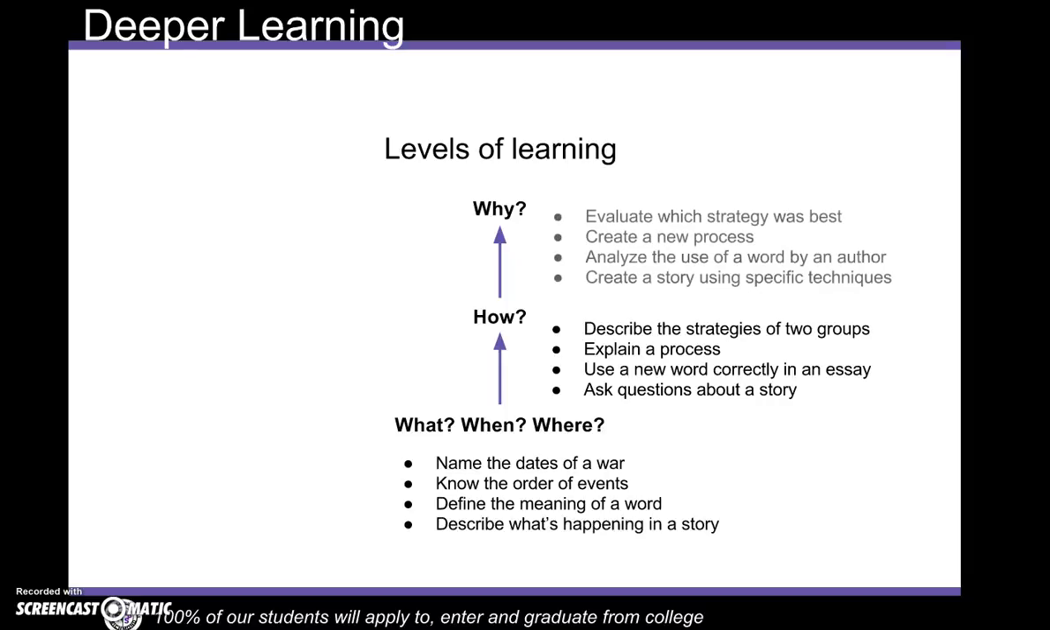At an even higher level of learning, objectives might sound like this. Instead of just describing the strategies of two groups, you may evaluate which strategy was best. Or rather than explaining a process, you may create a new process. Instead of using a new word correctly in an essay, you might be able to analyze the use of a word by an author. And instead of just asking questions about a story, you may create a story of your own using specific techniques.